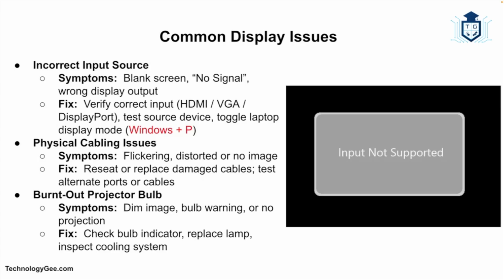Well, you want to check the bulb indicator. Most projectors will have a built-in indicator light to show the status of the bulb. If the indicator is flashing or showing a warning, this could mean the bulb is near the end of its life. Then you want to test with a new bulb. If the bulb is indeed burnt out, then replace it with a new one. Be sure to use the correct type and wattage for that projector model. And then you want to consult the projector manual. Some projectors have a feature that allows you to check the number of hours the bulb has been used, and this can help you determine if it's time for a replacement.